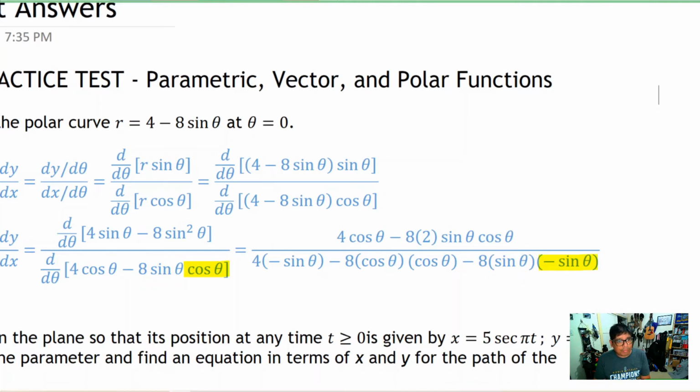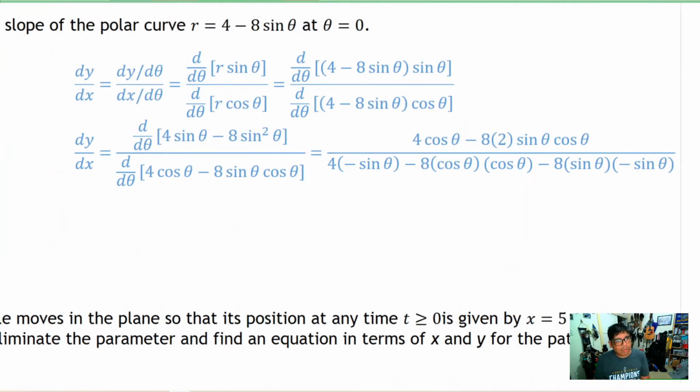Now since we're evaluating the derivative at theta equals 0, there are a lot of chances for a derivative to be equal to 0, or one of the trig functions to be equal to 0. In fact, every time I have a sine theta, I get to turn that into a 0. Let's see what that looks like.